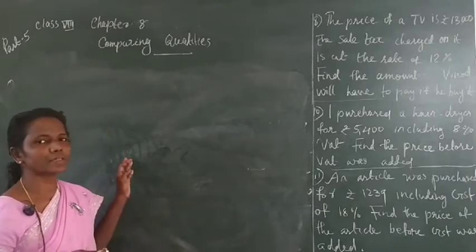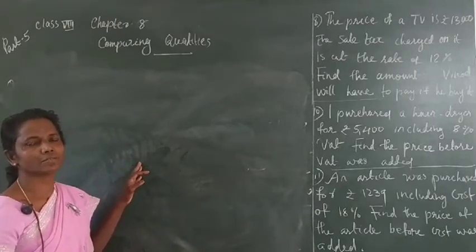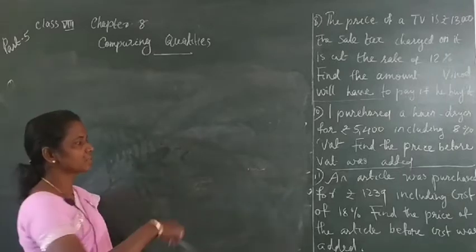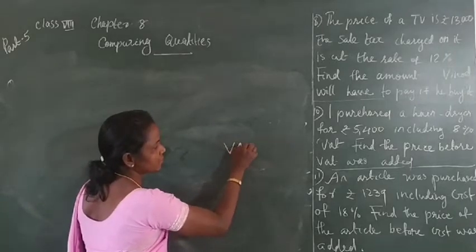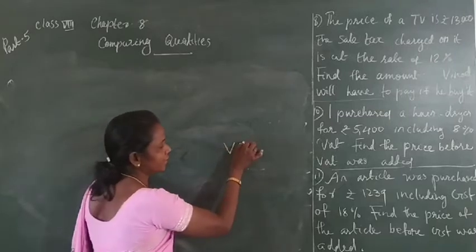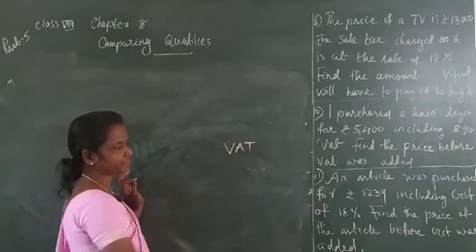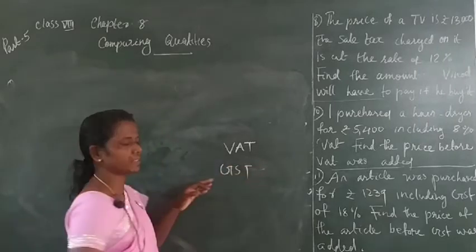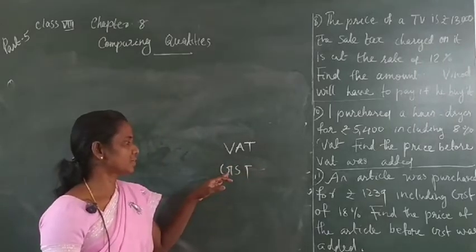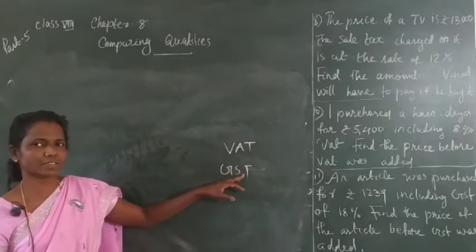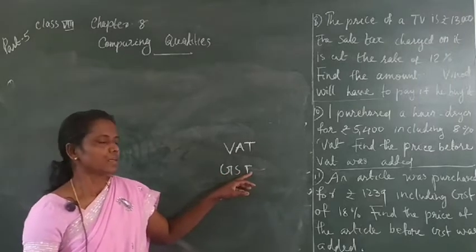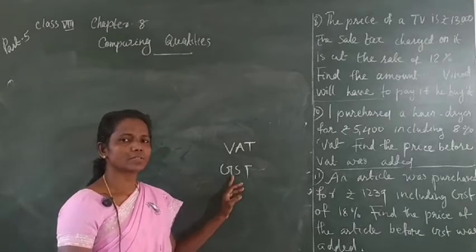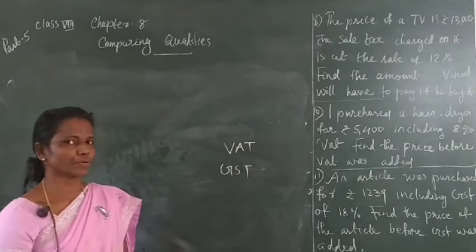There is another type of tax that is included with the price. This is known as value added tax, means VAT. Then another is GST. GST stands for goods and service tax and is laid on supply of goods or service or both.